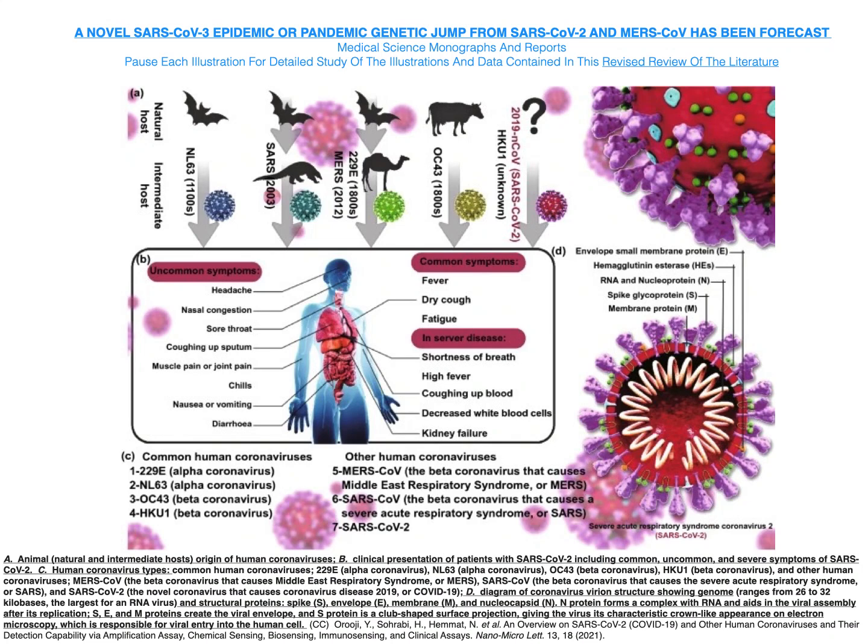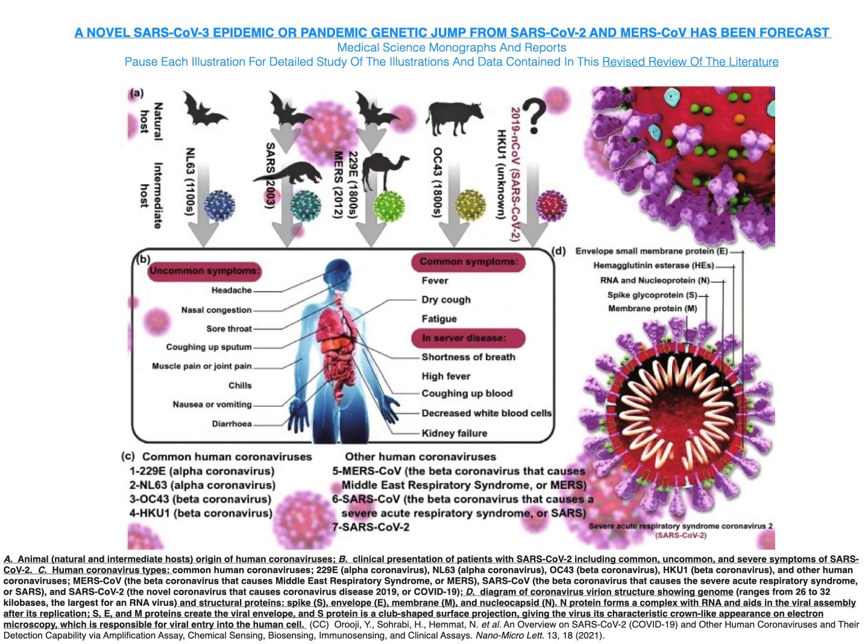A novel SARS-CoV-3 epidemic or pandemic genetic jump from SARS-CoV-2 and MERS-CoV has been forecast. Pause each illustration for a detailed study of the illustrations and data contained in this revised review of the literature. A. Animal, natural and intermediate hosts, origin of human coronaviruses.